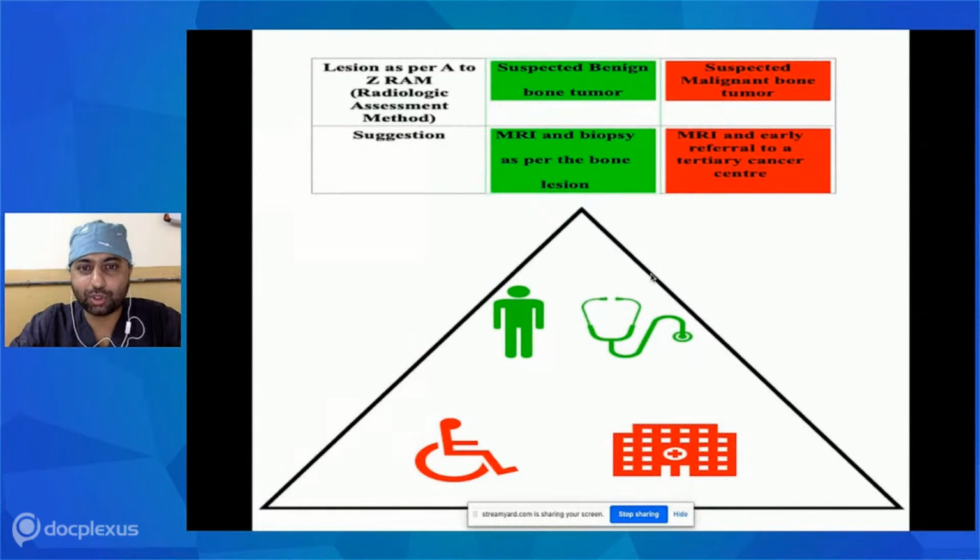When it's a benign bone tumor, you can get an MRI done, and a biopsy if required as per the lesion. A few tumors don't require a biopsy, like osteochondroma and osteoma. If you are suspecting a simple bone cyst or aneurysmal bone cyst, you can get a biopsy done as per the tumor. So green signal is for go and red signal is for stop, and refer the patient very early to a tertiary cancer center. So we'll see a few examples.